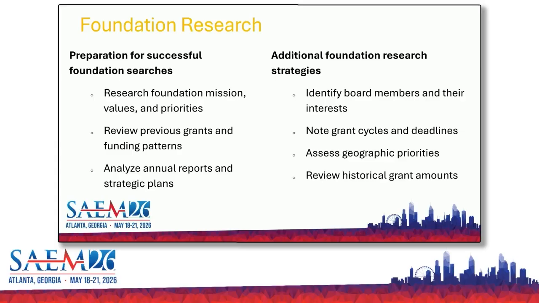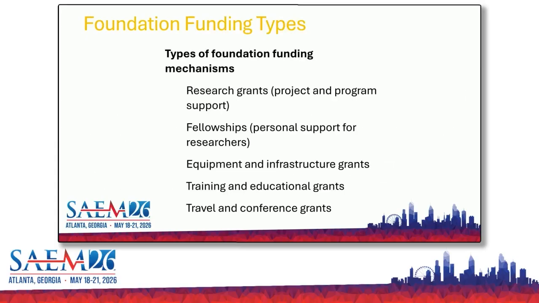Again, geographic priorities are very, very important. I think some are very regional-oriented grants, so make sure that you focus on what they're looking for, and obviously looking at the grant amounts in the past will match what you are looking for.